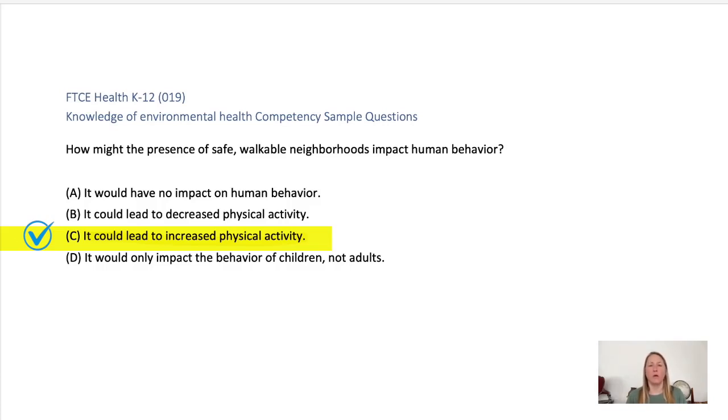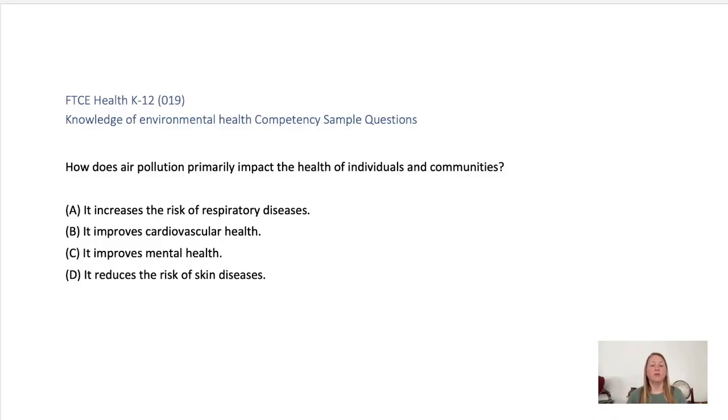How does air pollution primarily impact the health of individuals and communities? A, it increases the risk of respiratory diseases. B, it improves cardiovascular health. C, it improves mental health. Or D, it reduces the risk of skin diseases.